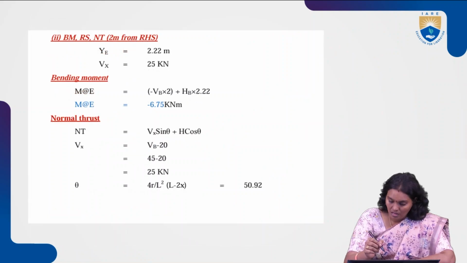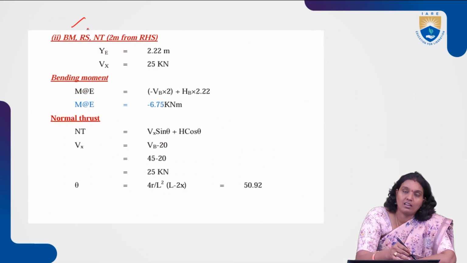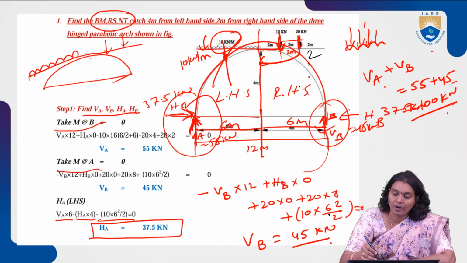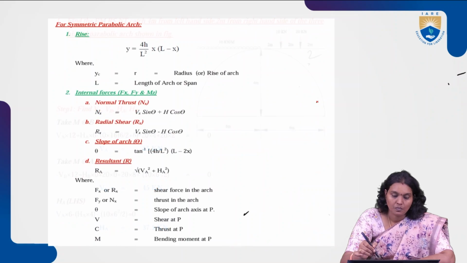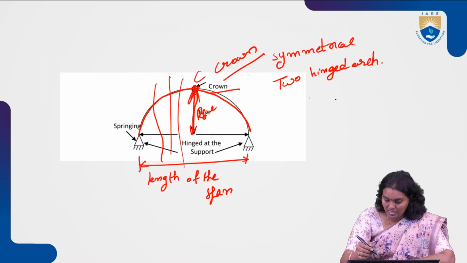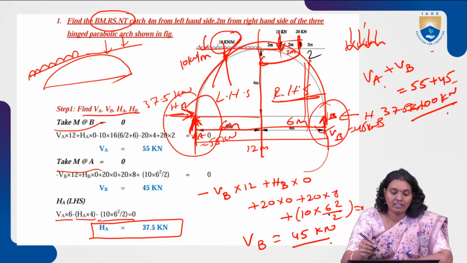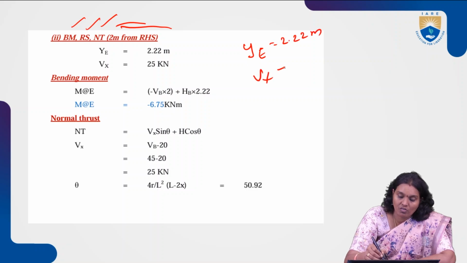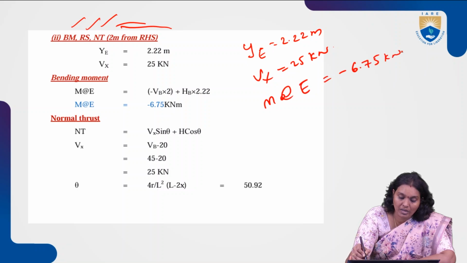Now one more: the bending moment, radial shear and normal thrust at 2 meters from the right hand side. This is for the left hand side we found. Now from the right hand side, from 2 meters, we are going to find the normal thrust, radial shear as well as the bending moment. So here YE is equal to 2.22 meters, Vx is equal to 25 kilonewton, and bending moment at E we find to be minus 6.75 kilonewton meter.